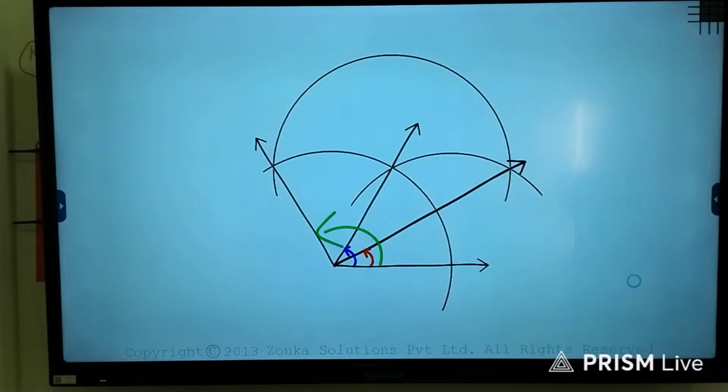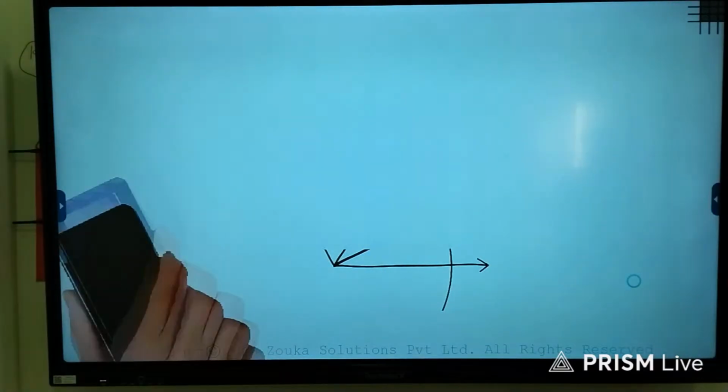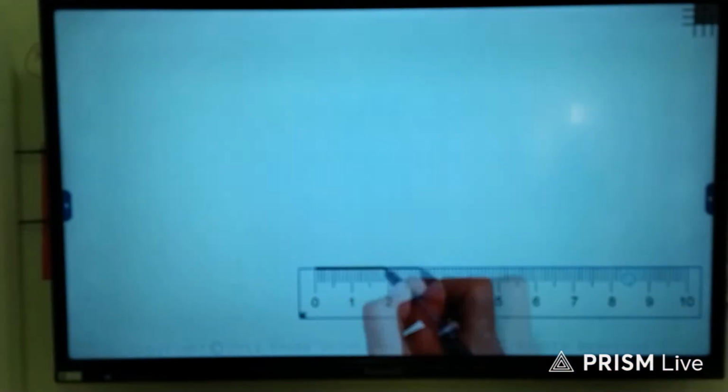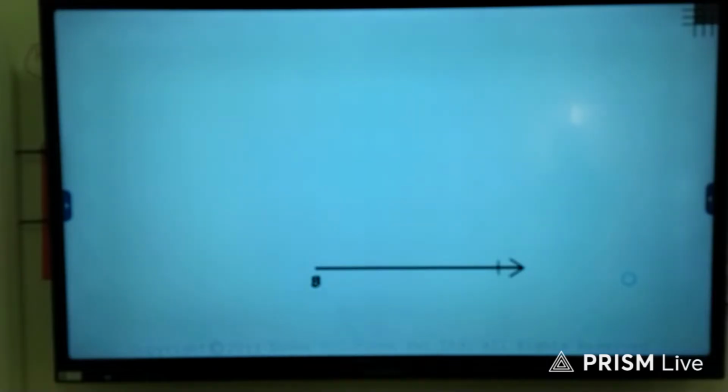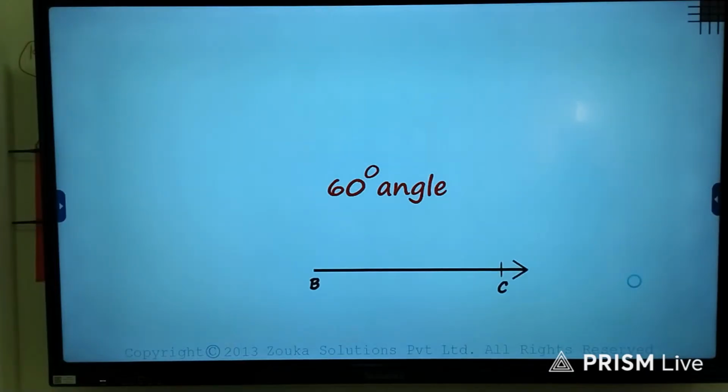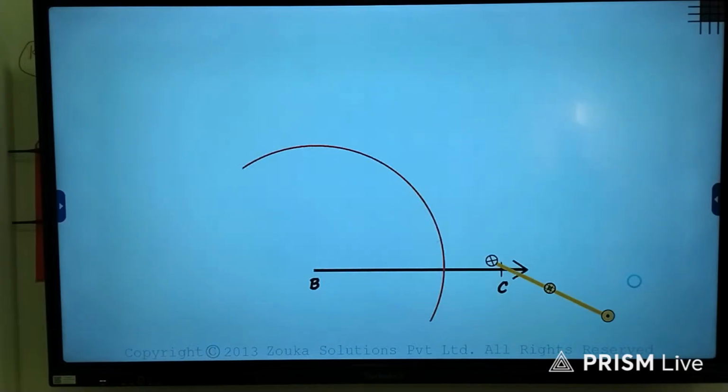Simple, wasn't it? Don't worry, let's erase this and look at it step by step. Let ray BC be the initial arm of each of the angles we plan to construct. First, let us draw a 60 degrees angle. We keep the compass at point B, and with a length a little over half this length, we draw an arc from above point B, intersecting ray BC at point D.